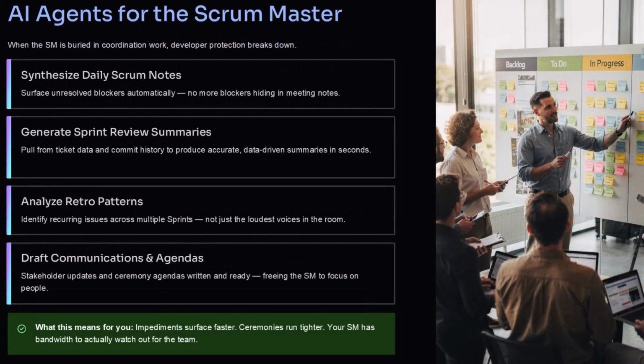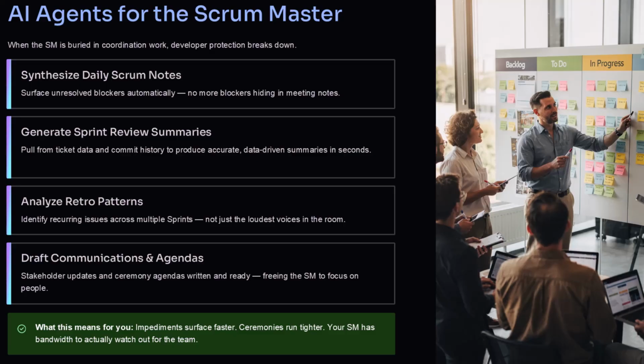Now the Scrum Master. The SM's job is to protect the team, remove impediments, and make sure the process is actually working. When a Scrum Master is operating well, developers have a clear path. When they're buried in coordination work, scheduling, updating stakeholders, running ceremonies manually, chasing down blockers, that protection breaks down and it lands on the developers.